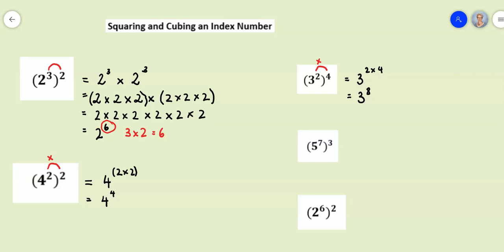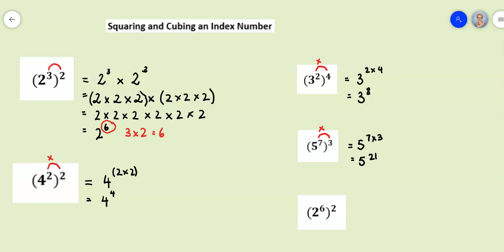Let's apply this rule to our last 2 examples. We have 5 to the power of 7 raised to the power of 3. Once again, focus on the powers, 7 and 3, and multiply them together. 7 times 3 gives me 21. So this will equal 5 to the power of 7 times 3, which is the same as 5 to the power of 21.